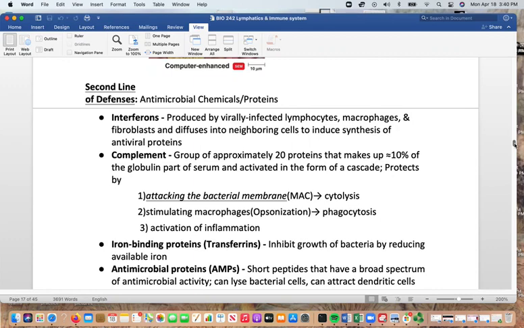There is a cascade of events involved in their activation, and it helps to protect the body by making the MAC, the membrane attack complex, that will lead to cytolysis. It can stimulate your macrophages so they can do opsonization to enhance phagocytosis, and then activating inflammation.